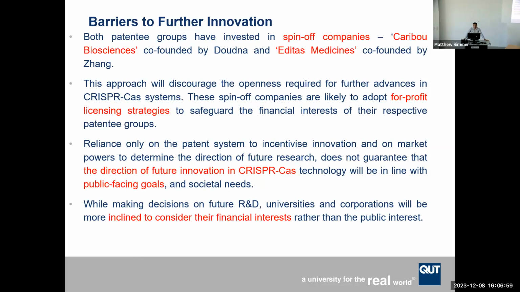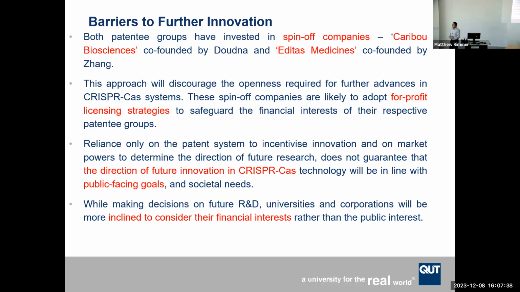This approach will discourage the openness required for further advances in CRISPR-Cas systems. These spin-off companies are likely to adopt for-profit licensing strategies to safeguard the financial interests of the respective patentee groups. Reliance only on the patent system to incentivize innovation and on market powers to determine the direction of future research does not guarantee that the direction of future innovation in CRISPR-Cas technology will be in line with public-facing goals and societal needs. Now, innovation policy has an impact on the direction of research.